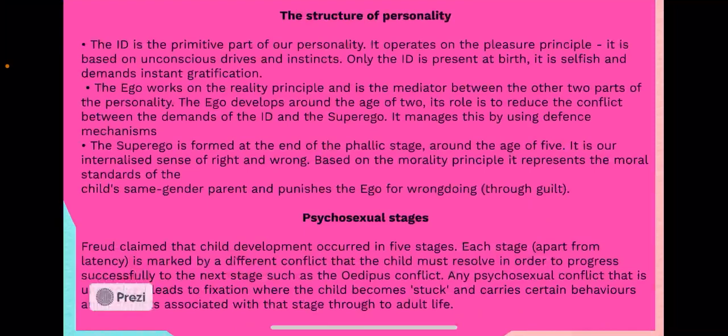The superego is formed at the end of the phallic stage, so that's a psychosexual stage, around the age of 5. It is our internalized sense of right and wrong. Based on the morality principle, it represents the moral standards of the child's same gender parent and punishes the ego for wrongdoing through guilt. So you feel guilty, which is a punishment for the ego.